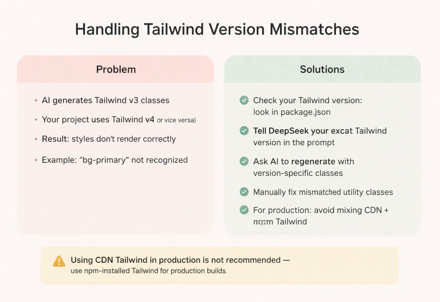DeepSeek then regenerates the relevant parts with version-appropriate classes. There's also an important production note here. Using a CDN version of Tailwind is fine for development and prototyping, but for a production application, you should always use the npm installed version that gets compiled and optimized. The CDN version loads the entire Tailwind library, which is much larger than a properly purged production build.